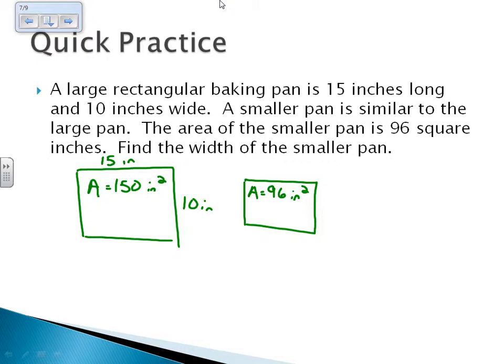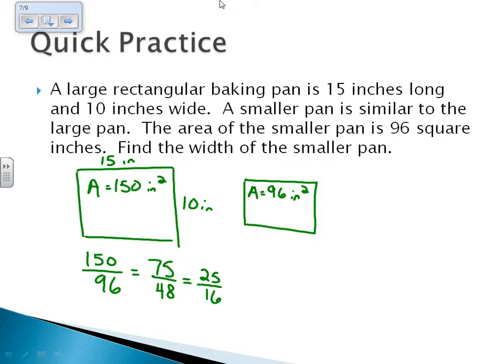So 150 over 96. Are we okay with this so far? What do I need to do? Reduce it. What goes into both of those? 2, sure. So we get 75 over 48. And then 3 goes into both of those, so we get 25 over 16. Anything go into both of those? No.